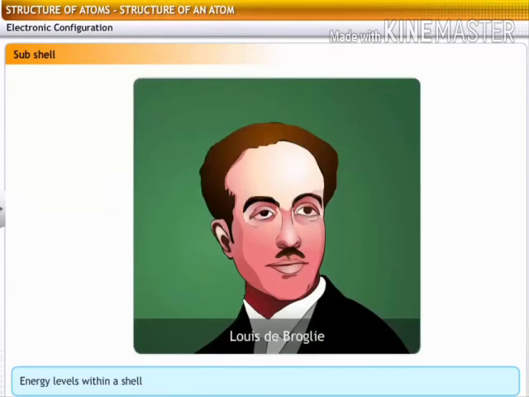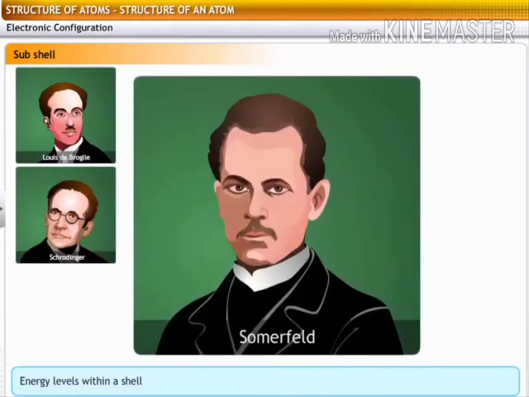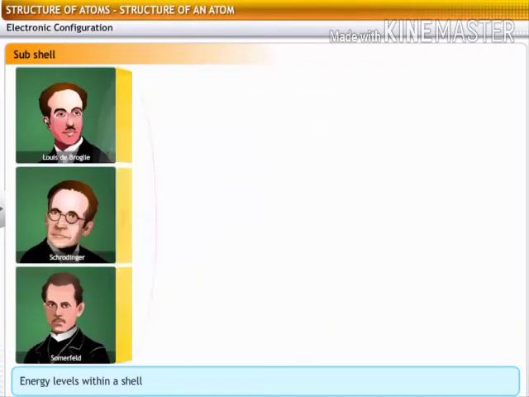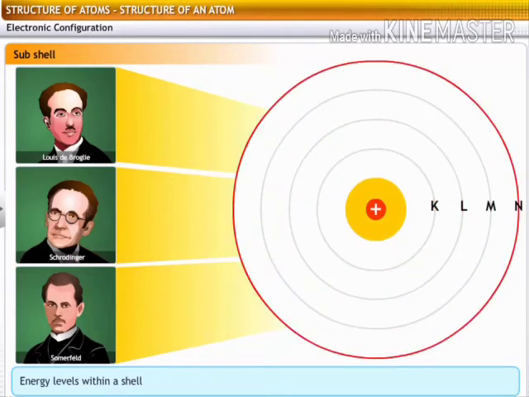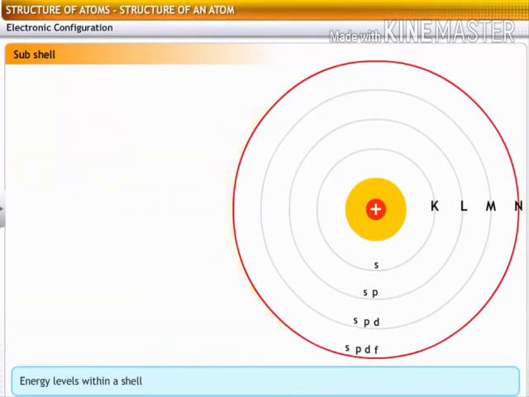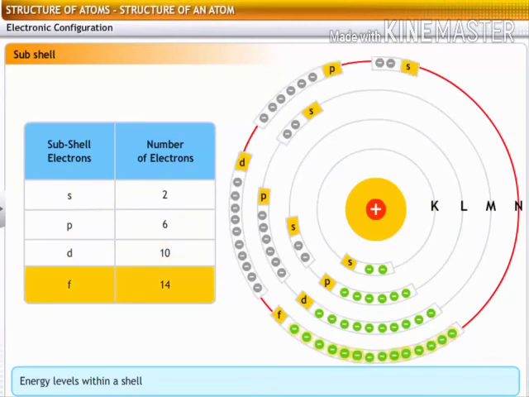After a series of experiments and a detailed study by scientists like Louis de Broglie, Schrödinger, Sommerfeld, etc., it was proved that shells have energy levels within them, which are subshells. These subshells are S, P, D, and F. Electrons are distributed in these subshells. Every subshell can accommodate a fixed number of electrons. The S subshell can hold a maximum of 2 electrons, a maximum of 6 electrons in the P subshell, 10 electrons in D, and 14 electrons in F.